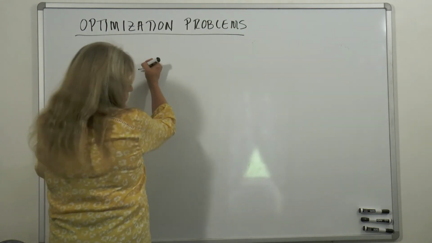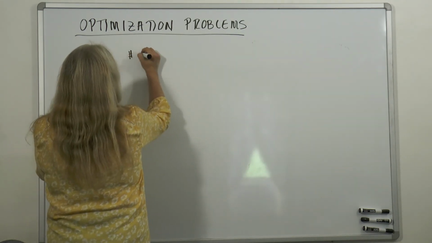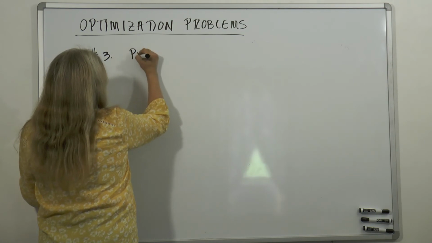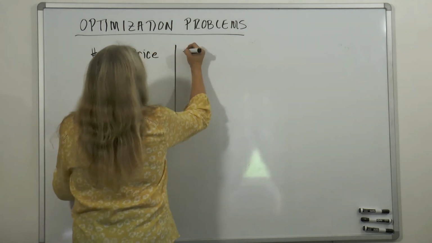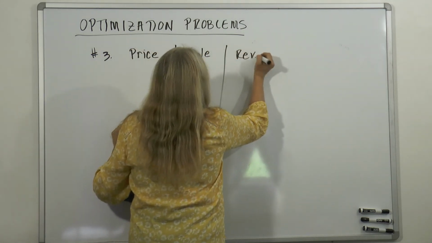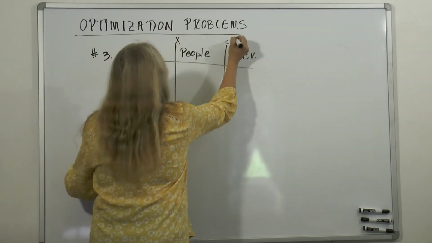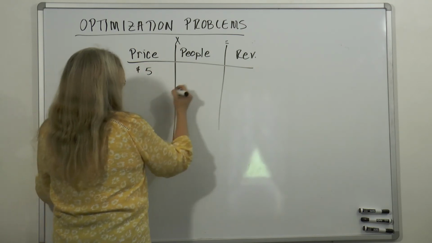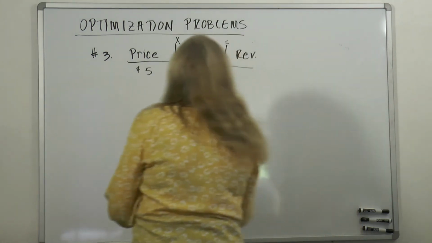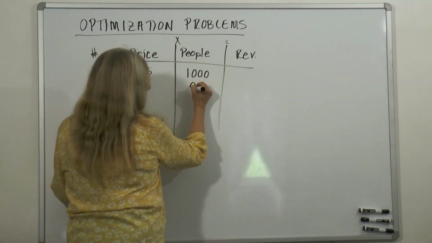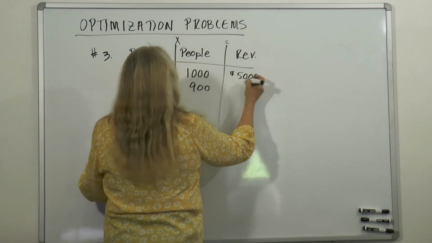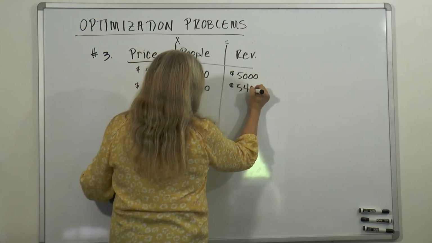Okay, so it doesn't matter which one you put first because we're just multiplying. So we can do the price. And then we'll do people. And then we do our rev. Okay. That times that equals that. Okay, so when the price is $5, we have 1,000 people. Raise it to $6. Well, we have 900. Okay, so this is 5,000. And this is 5,400. Okay.